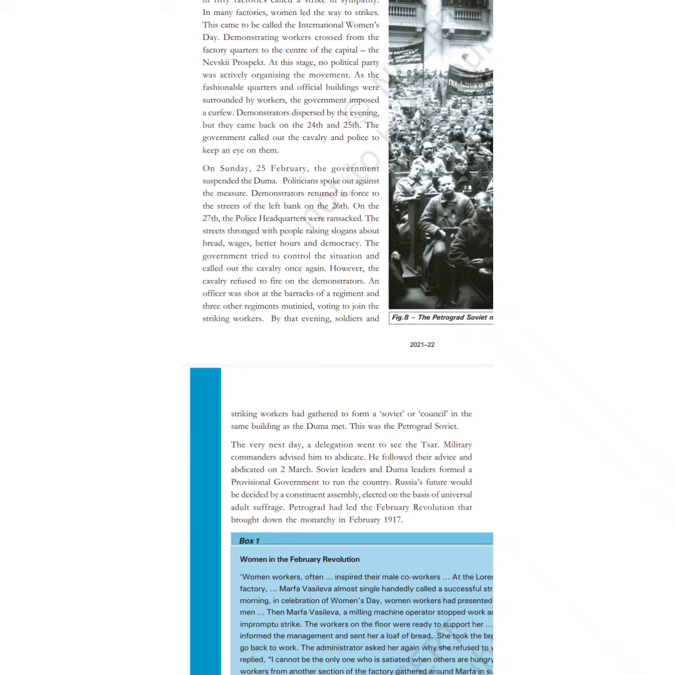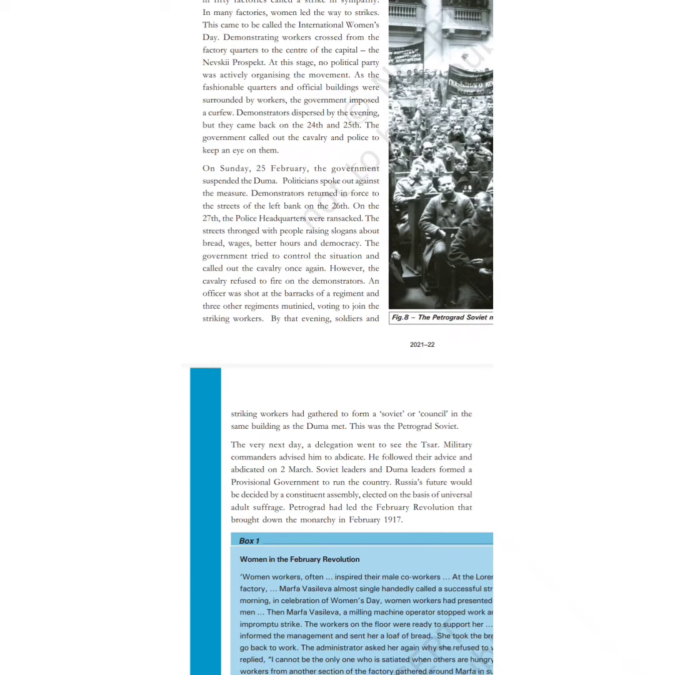On 2nd March, Soviet leaders and Duma leaders formed a provisional government to run the country. So now, class, the Soviet leaders as well as the leaders elected in the Duma formed a provisional government to run the country. Because Tsar Nicholas wasn't there, he ran away, and now somebody had to run the country. So it was done so that the economy could be seen to and the problems of the people could be solved.